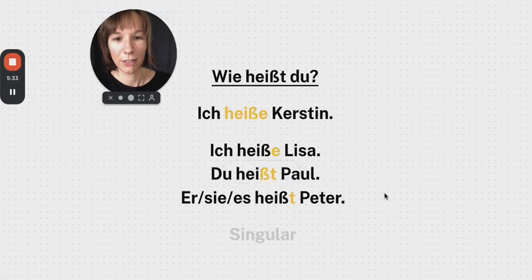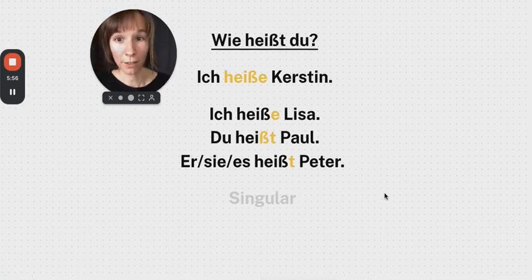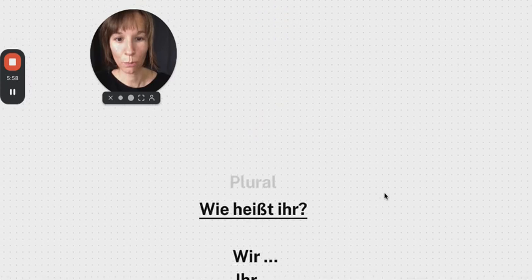Right. So now you know how to answer the question, wie heißt du? So if somebody asks you, wie heißt du? You can say, ich heiße, and your name. And you also know how to use the right conjugation in singular form. So it's E, ST, and T.